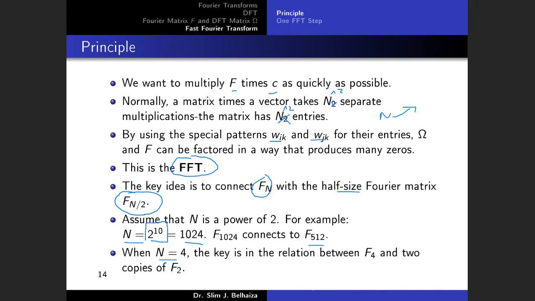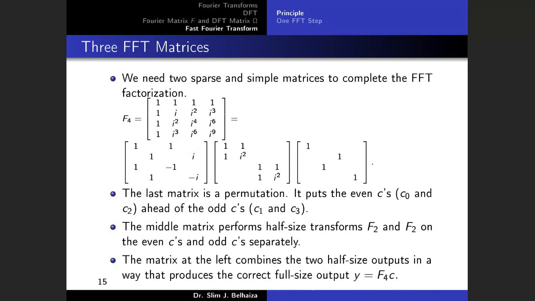When n is 4, the key is the relation between F4 and 2 copies of F2, the Fourier matrix of size 2. So let's see this case. In fact, we need 2 sparse and simple matrices to complete the FFT factorization in that case. So F4, which has this shape, 1, 1, 1, 1 in the first row. Then you have 1, i, i squared, i cubed, 1, i squared, i to the 4, i to the 6, 1, i cubed, i to the 6, i to the 9. You can write it using the following factorization. Let's focus on the middle. What we have here is F2, in fact. This is F2. See it? Okay.